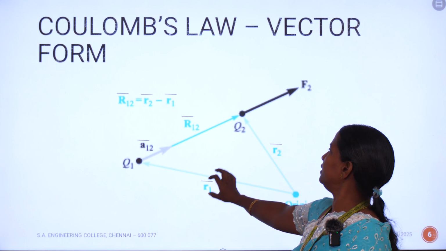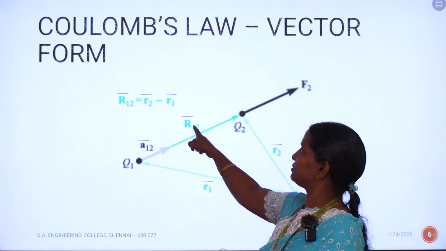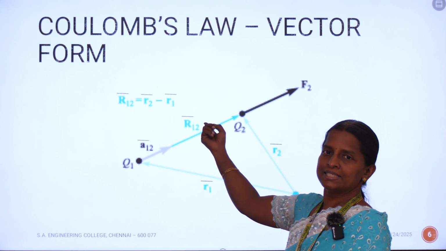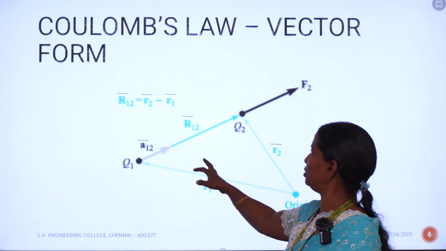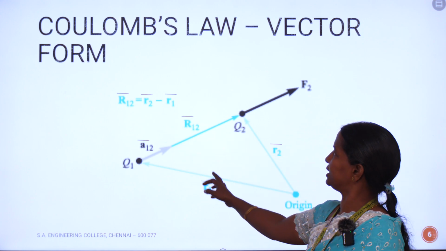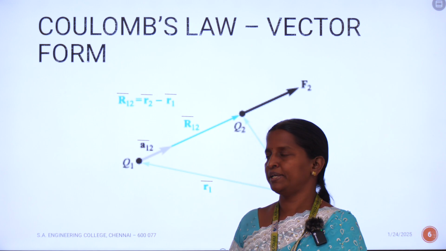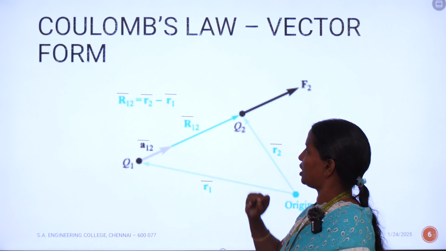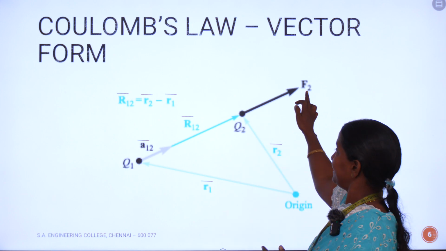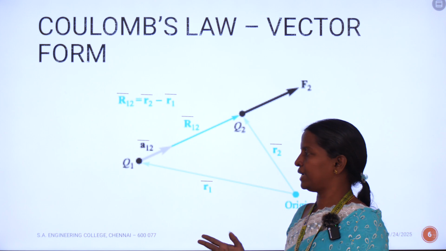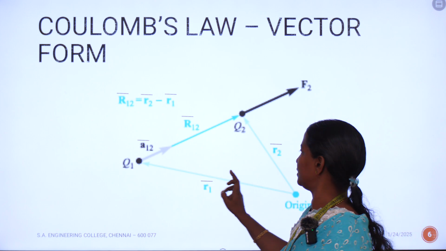Okay, this is the triangular law of addition. But I know R1 and also R2. So now what is R12? If R1 comes to that side, it becomes minus. So R2 minus R1 is the distance between the two charges. That is my R12. So this is your R12, and this is the F2. In this direction the force is acting. Now all are over. I know the magnitude, I know the direction.